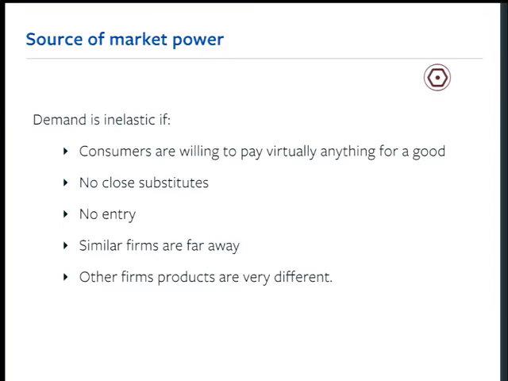Okay, so, sources of market power. Where does this market power come from, right? It can come from a variety of sources.